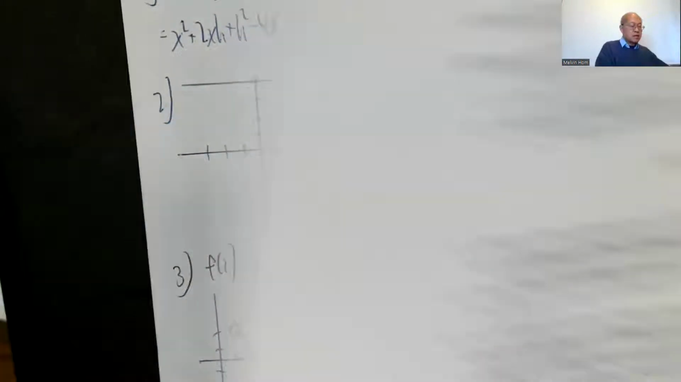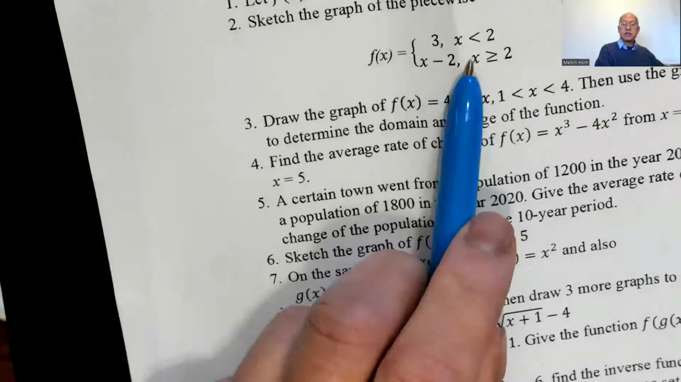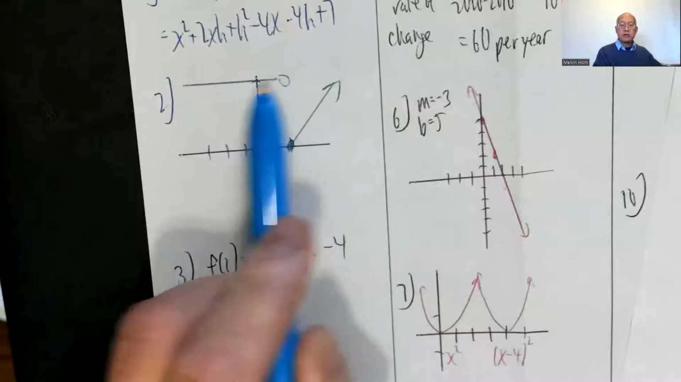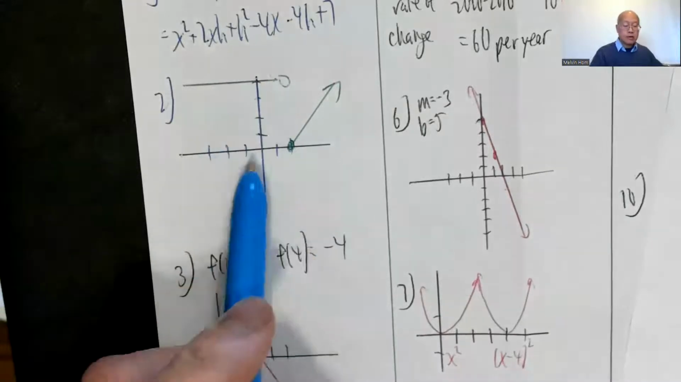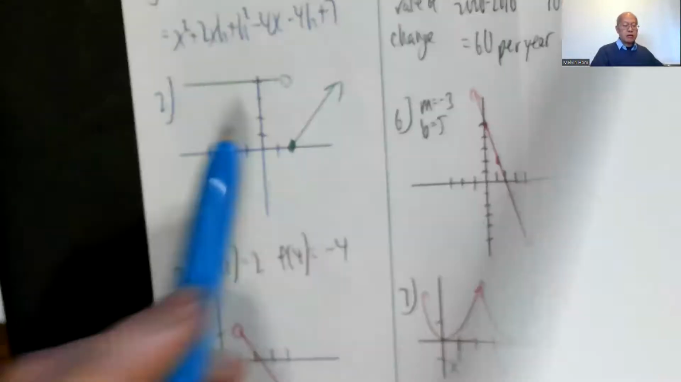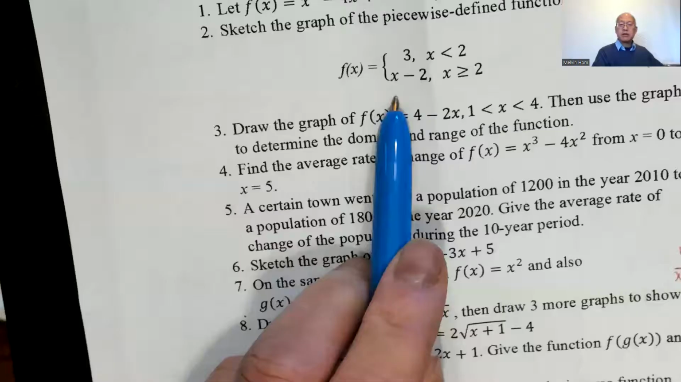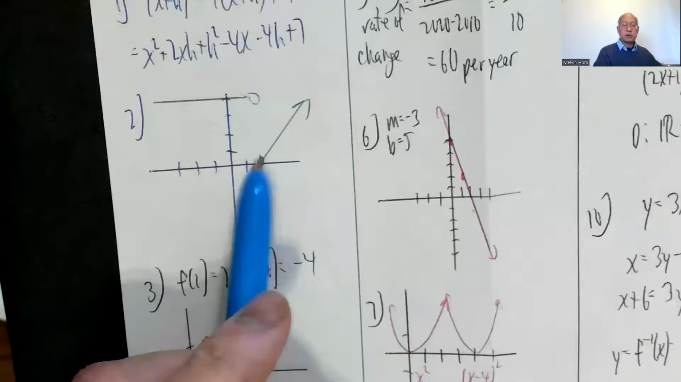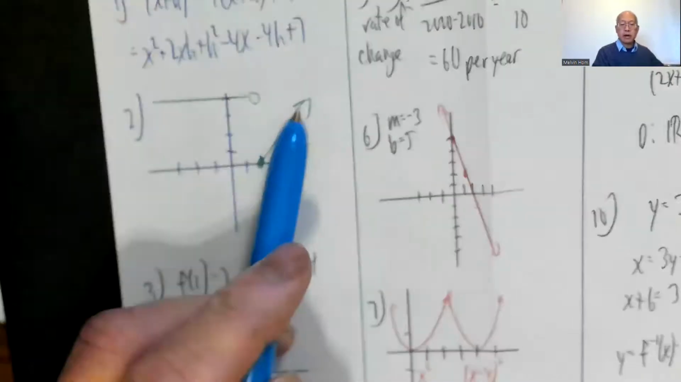Number 2, f of x is equal to 3 if x is less than 2. That's a constant function. Open circle at x equals 2. Horizontal line segment over there. And then x is greater than or equal to 2: x minus 2. If I plug in 2, I get 0, and I know the slope is 1. So I'll just put a closed circle here, arrow going up like so.